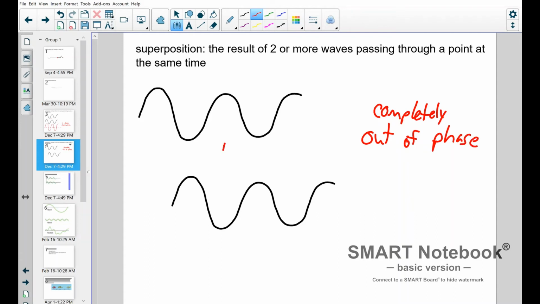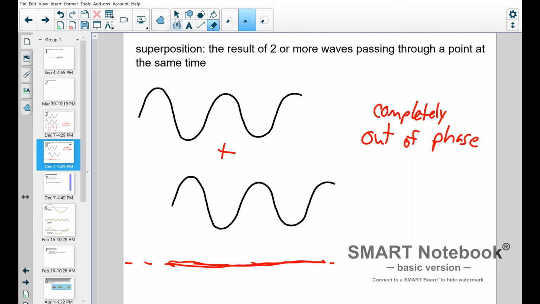And if I add those two together, this would be just like the wave pulses on opposite sides of the slinky, where I would have 0 amplitude all the way along the wave. Now I can get degrees of this in between. If these were slightly off, I would have waves that are out of phase but not completely out of phase. And then I would get sections of constructive and destructive interference mixed together. And we'll look at an example of that in a minute.